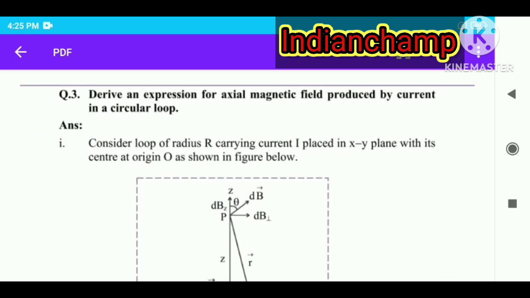Question number 3. Derive an expression for the axial magnetic field produced by current in a circular loop. Answer. Consider a loop of radius r carrying current I placed in the xy plane with its center at origin O, as shown in the figure below.